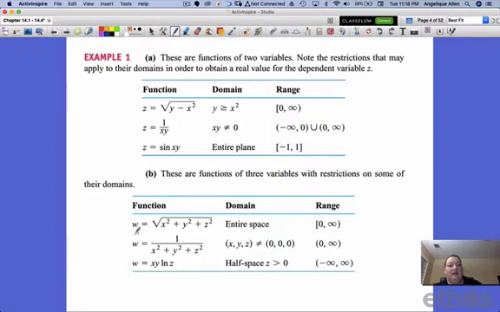So down here, same thing, w is the square root of x squared plus y squared plus z squared. Well, since no matter what you plug in, it gets squared and becomes positive, then the entire space, or 3 space, would be your domain for that function, and your output would be all non-negative numbers.